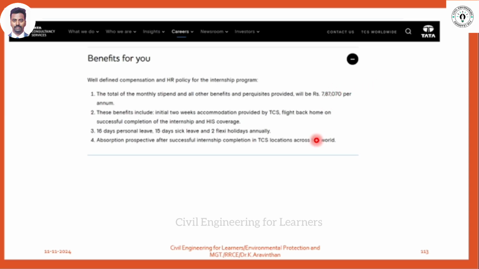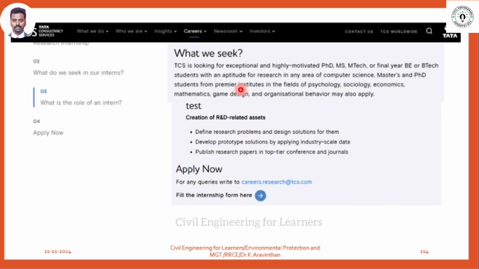7,87,000 per year. That means around 65,000 rupees. They give you the benefits of an internship. This is an internship program. They give you a stipend, they give you leave. After attending the internship, they will be recruiting for the organization. So you can go through this.